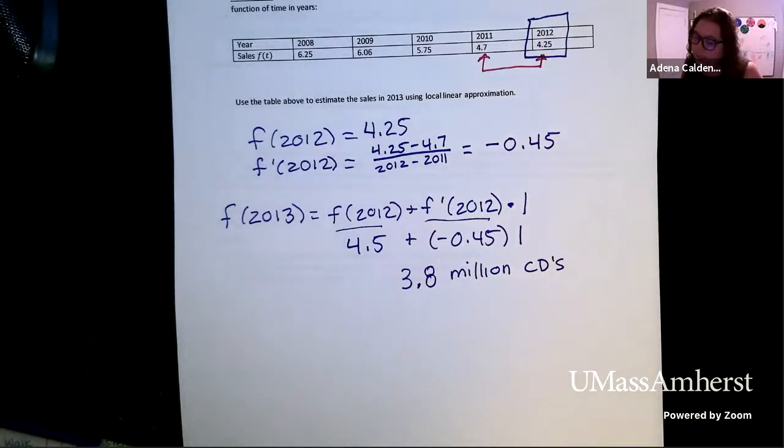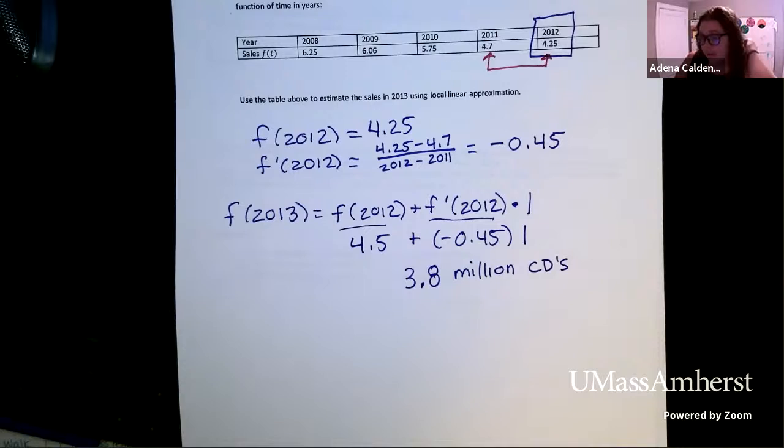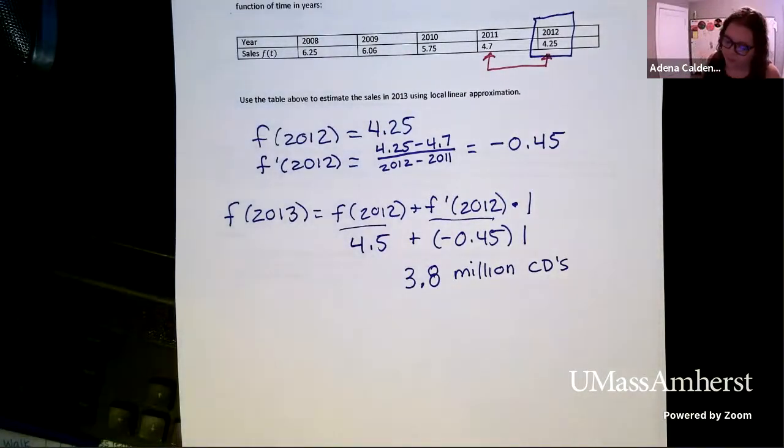So again, I had to set up the functional value, I had to approximate the derivative, and then I was able to use the local linear approximation or tangent line approximation. Those are the same thing. Okay, so that's how we would approach that on a table. So again, this is helpful in terms of predicting things and thinking about what may be happening at points that we don't have information about.